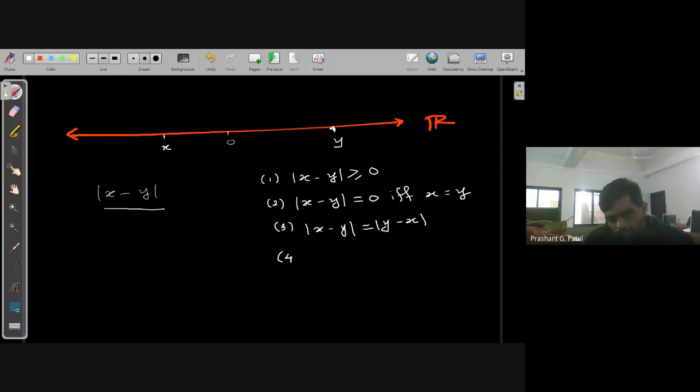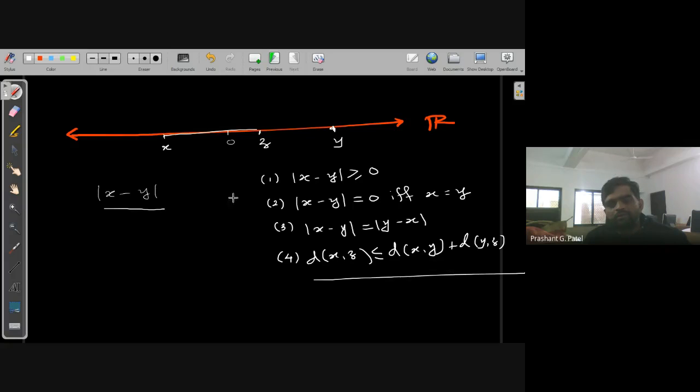And the fourth fundamental thing we can observe: if you have another point, let's say z, on this real line, then the distance between x and z is always smaller than, or equal to, the distance between x and y plus y and z, whatever these arbitrary points x, y, z are. I should write d, since it is actually the distance. This is the triangle inequality, the modulus of x minus z plus z minus y.